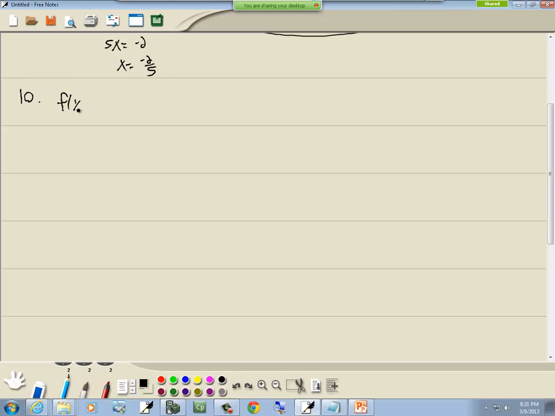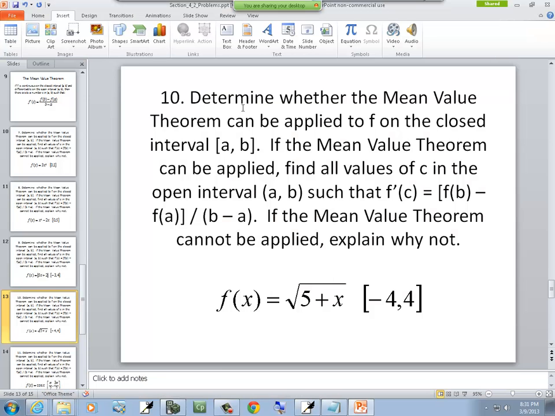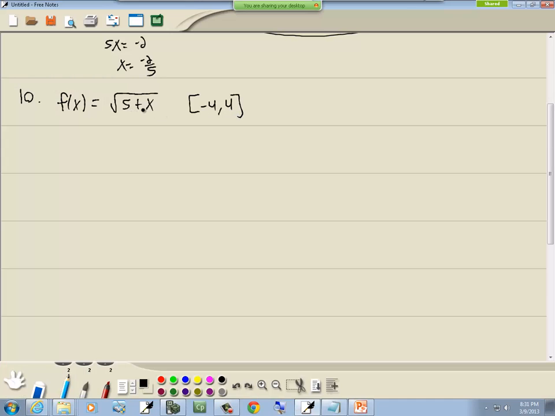We've got f of x is equal to the square root of 5 plus x between negative 4 and 4. It says first determine whether the mean value theorem can be applied. Well, let's look at where this is continuous, and it kind of goes hand in hand with the derivative.